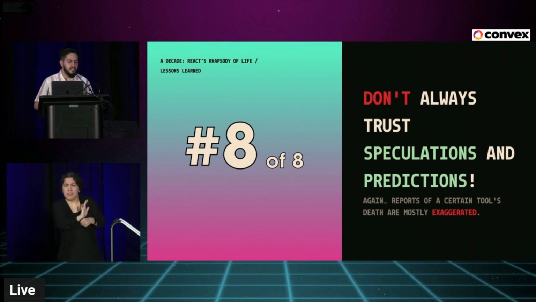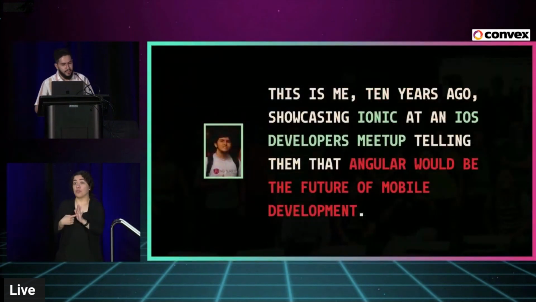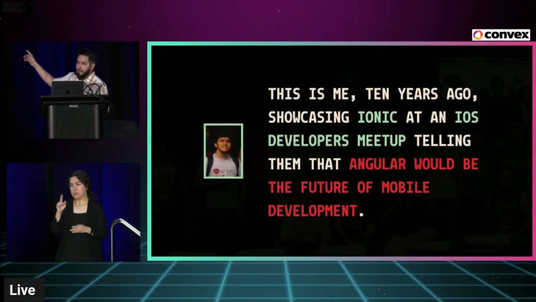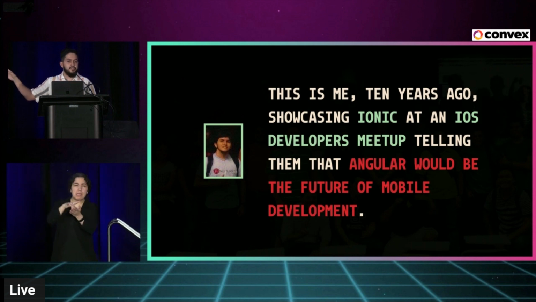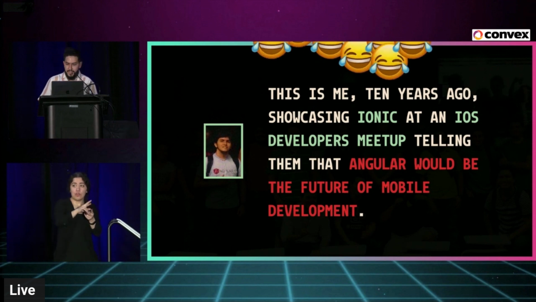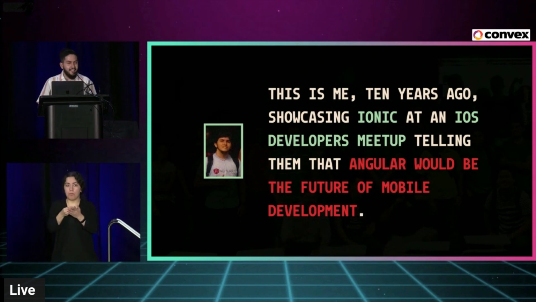And you know what they say, that a picture is worth 1,000 words. So I'd like to show you one picture of me about a decade ago. I was talking about Ionic at a native developer meetup for iOS developers, and I told them they should drop whatever they were doing and start investing in Ionic and Angular, because that would be the entire future of mobile development. So native Android is still here and growing, native iOS is still here and growing, and React Native and many others are still around.